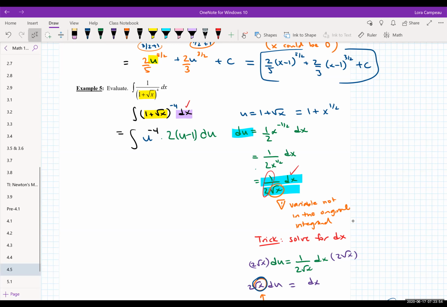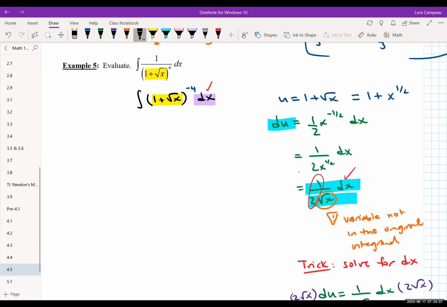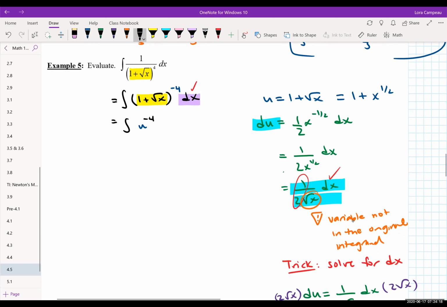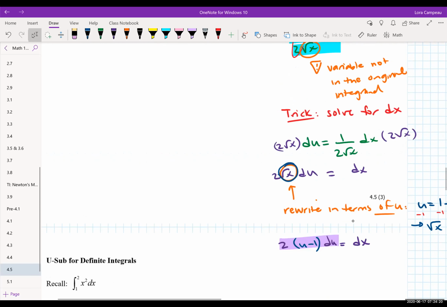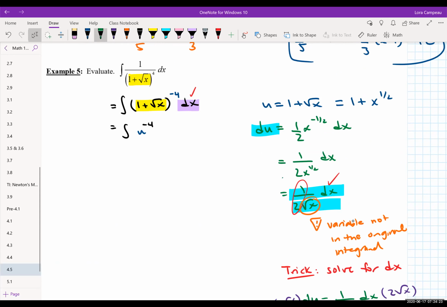So I'll write this a little smaller so I can fit stuff on the page. I have a feeling I'm going to run out of room. I do write a little larger. Let me write this over again. I know I had shrunk it down, but now I want to make sure you guys can see. Okay, so this ends up being u to the negative 4, and then dx one more time was, see my short memory, 2 times u minus 1 times du. Okay, here we go. 2 times u minus 1 times du. Now everything's in terms of u.